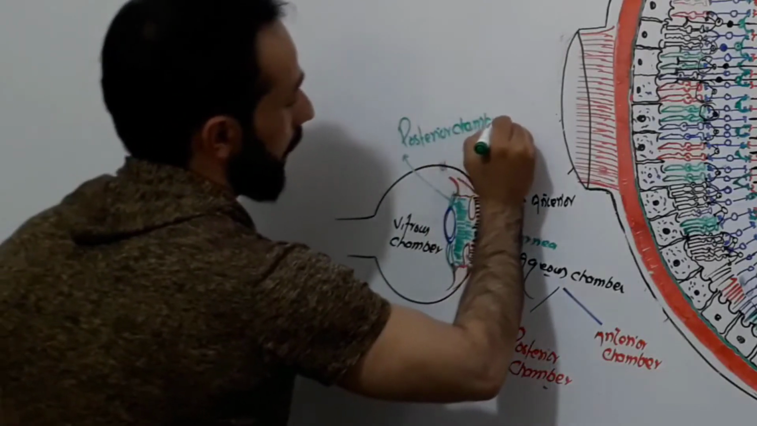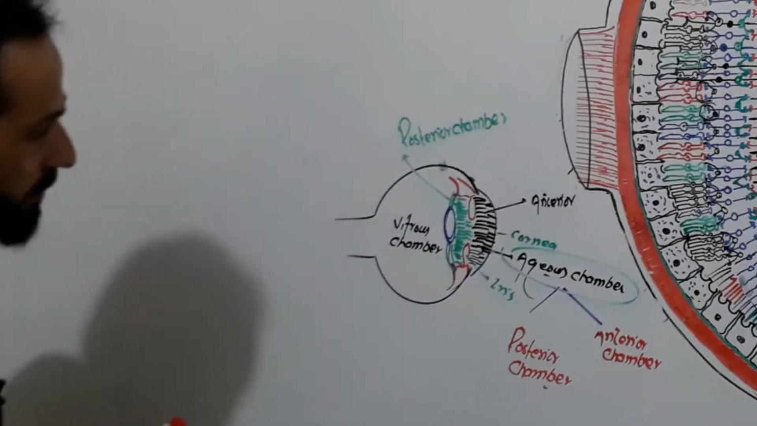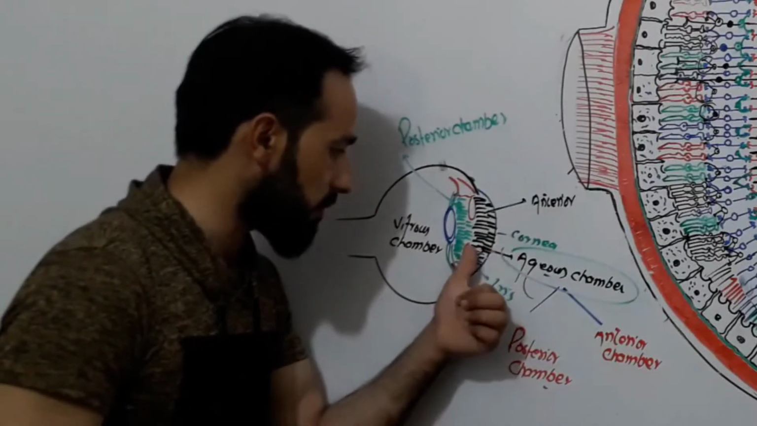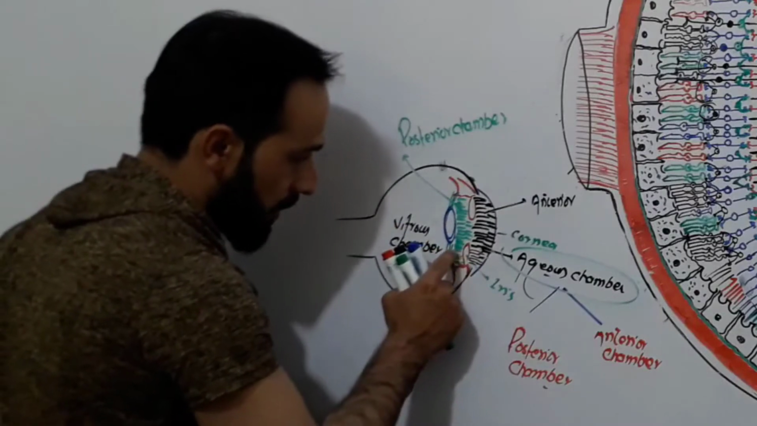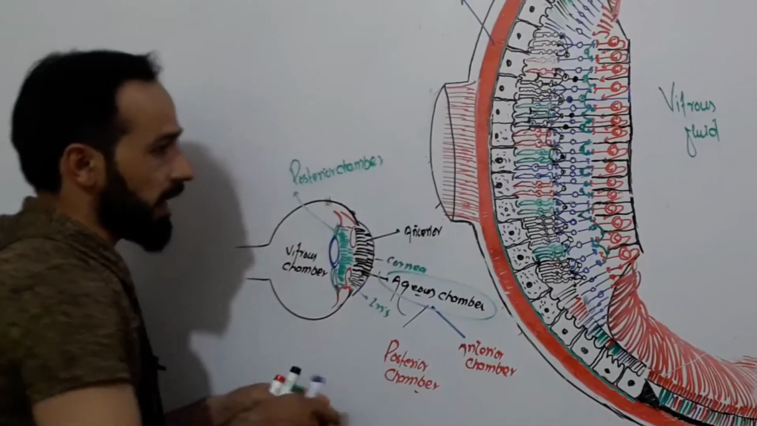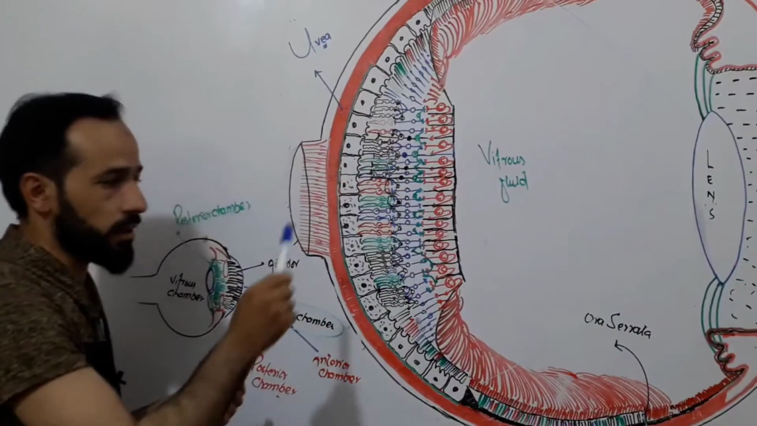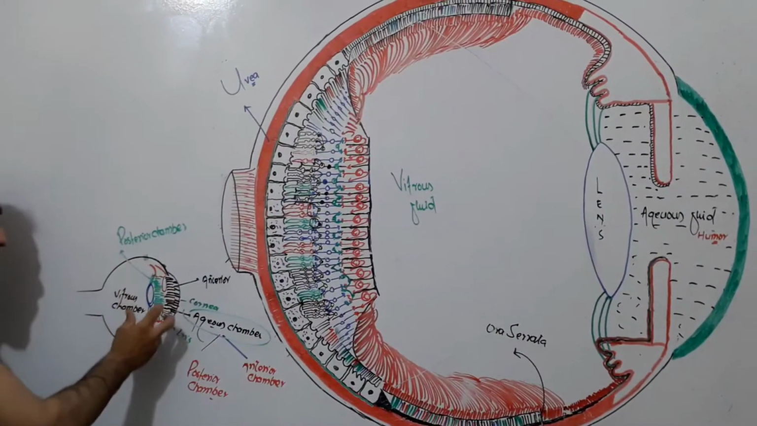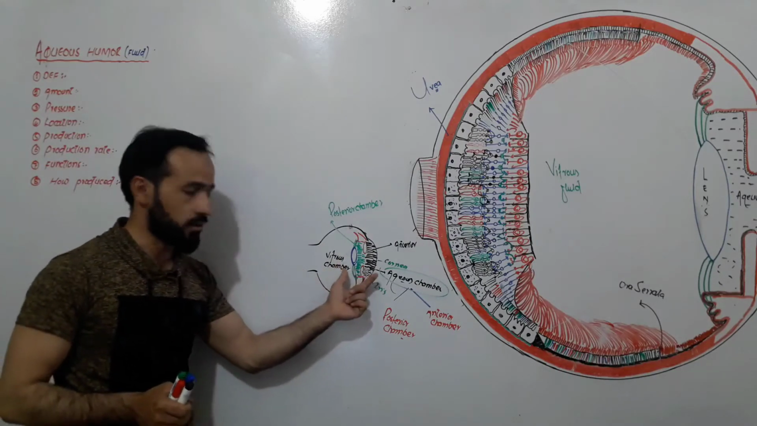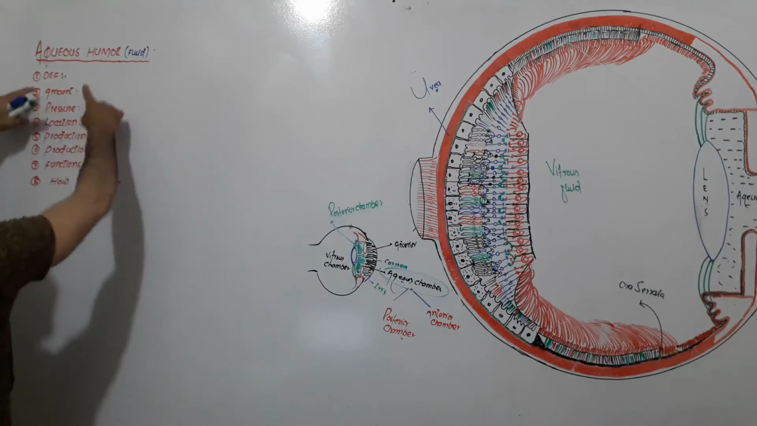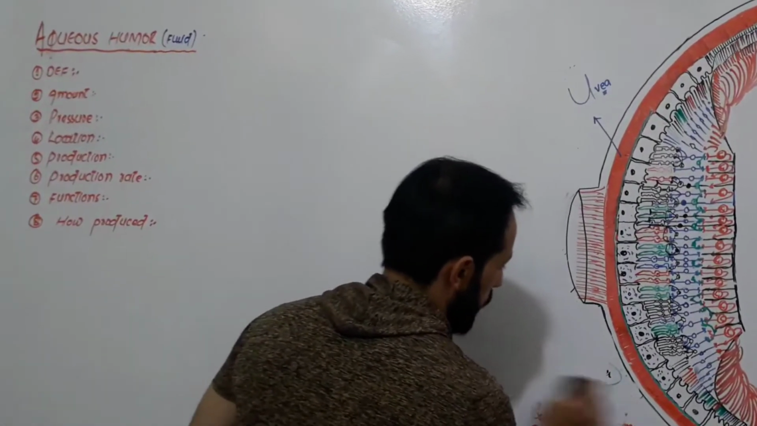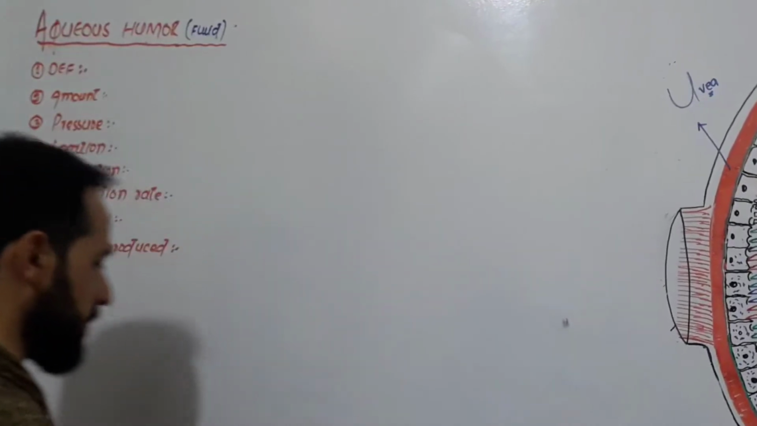Now the aqueous chamber is divided into the anterior chamber and the posterior chamber. The anterior chamber is present behind the cornea and in front of the iris, and the posterior chamber is present behind the iris and in front of the lens. Both of these chambers are filled with aqueous fluid, as I have shown here, aqueous fluid or aqueous humor. Now let's talk about the aqueous humor in detail. So guys, let's go for the detailed study of the aqueous humor. We have some important points we should know about it. As I told you, aqueous fluid is present in the aqueous chamber, and the aqueous chamber is divided into two chambers.